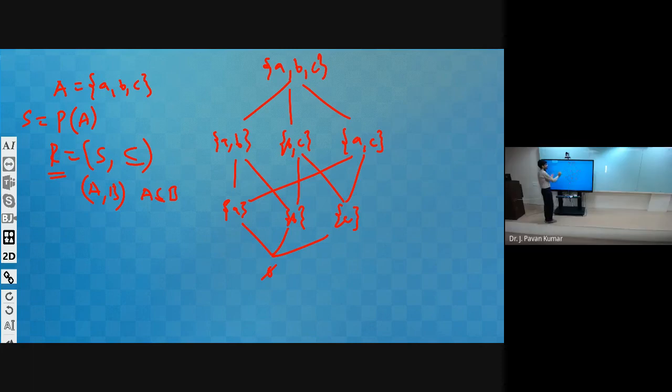Yes, sir. Yes, this is the greatest element. Least element? Yes, this is the least element. So can we consider it as a lattice? Yes, sir. Now if you consider 4 elements instead of 3, how many subsets will we be getting?